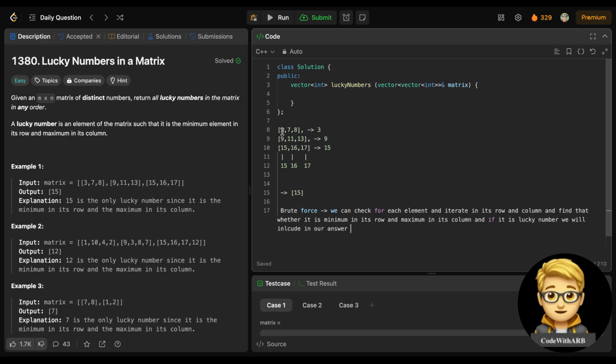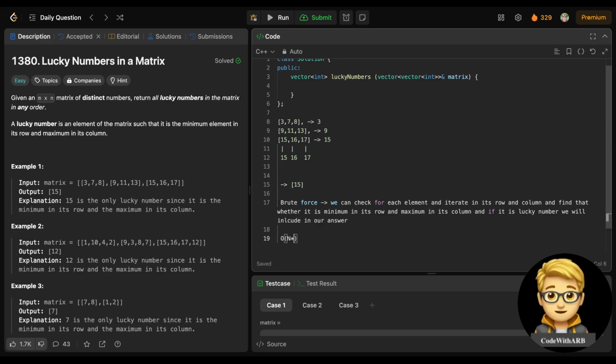For checking each and every element in its whole row and column, one element will take O(n) plus O(m), right? And there are O(n times m) elements, so O(n times m), and each element takes O(n) plus O(m). So this is again something like O(n squared) plus O(m squared), right? So this is a very brute force approach.